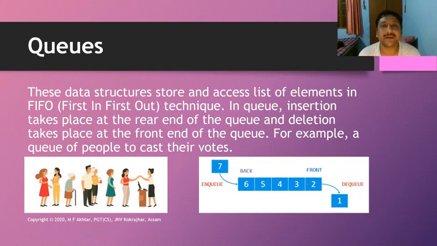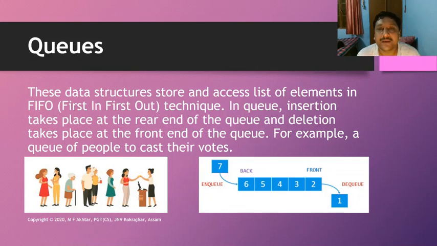Now here, an example: Queue is also a data structure. These data structures store and access a list of elements in FIFO technique. FIFO means first in, first out. Okay, whoever comes first, service will be given to that first person.